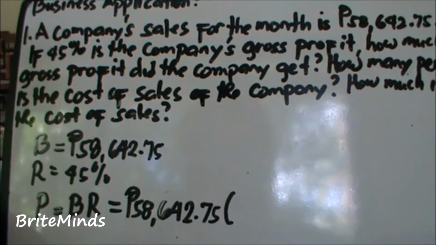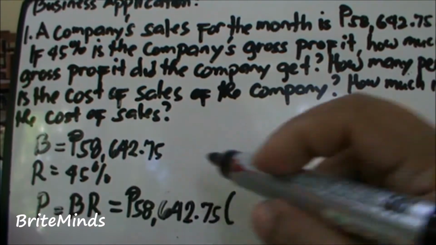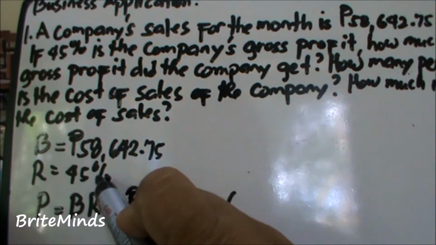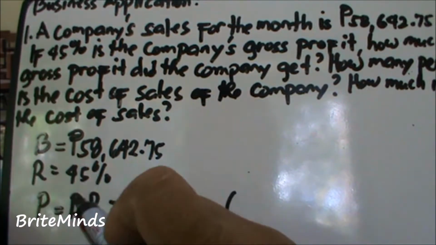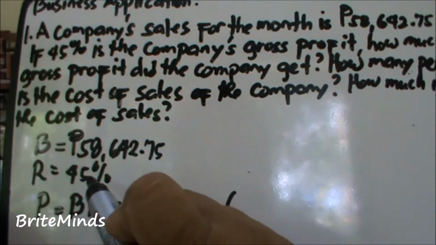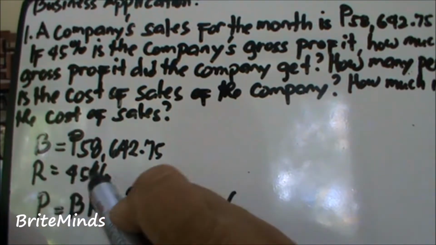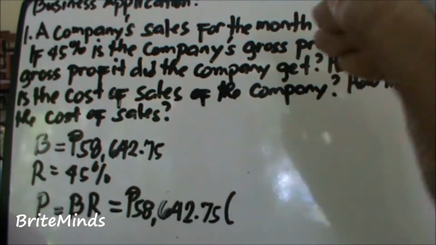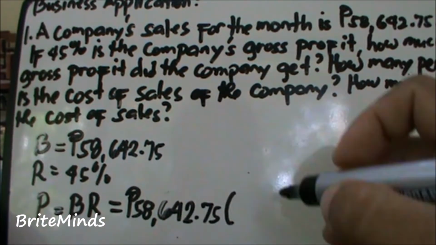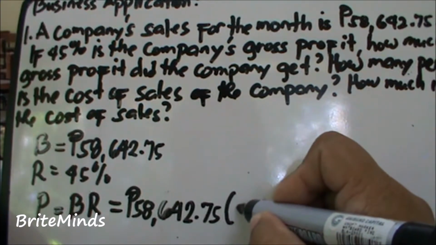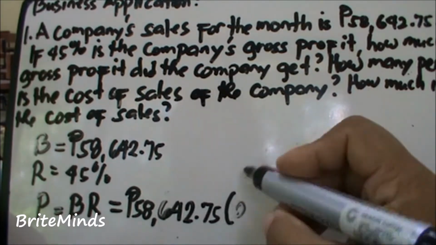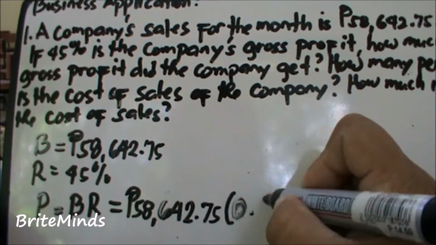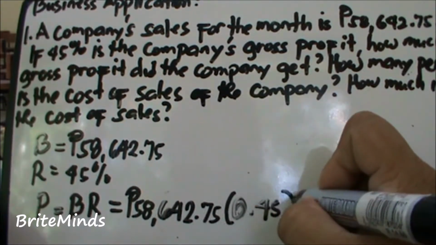Okay, so we can convert it into decimal. Just move the percent sign 2 places to the left, 1 and 2. Remember our tutorial video about that. Then remove the percent sign and then put the decimal. Okay, so it will be 0.45.